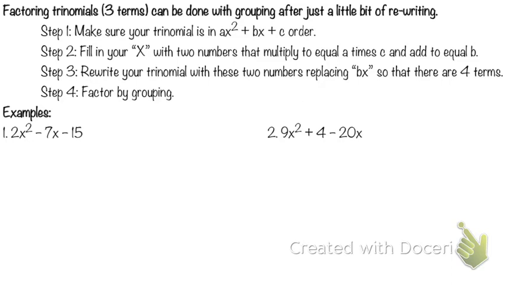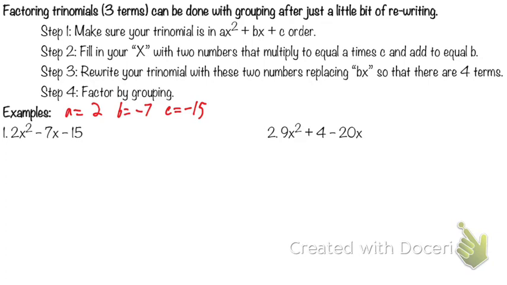Before we do that, as part of step 1, I'm going to have us identify A, B, and C as well. So here, what's A, what's B, and what's C on number 1? Tucker, what's A? 2. What's B? Hannah? -7. What's C? -15. Okay, so that's all part of step 1: make sure it's in order and identify our A, B, and C.